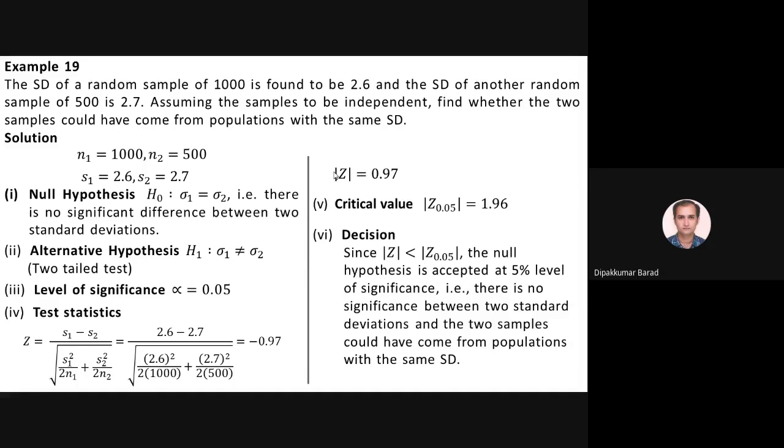So we can say that mod z is less than the absolute value of z at 0.05, so the null hypothesis is accepted at this level of significance. Accepted means there is no significant difference between the two standard deviations, and the two samples could have come from populations with the same standard deviation. Okay.